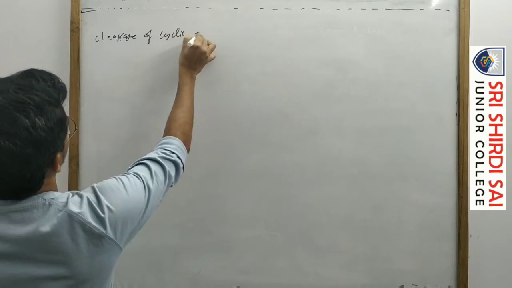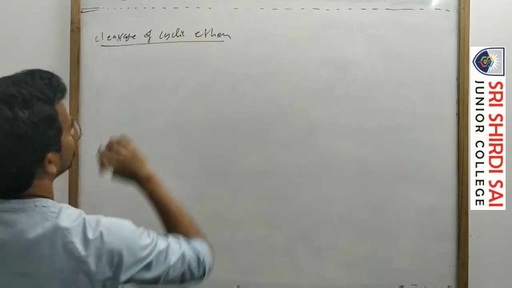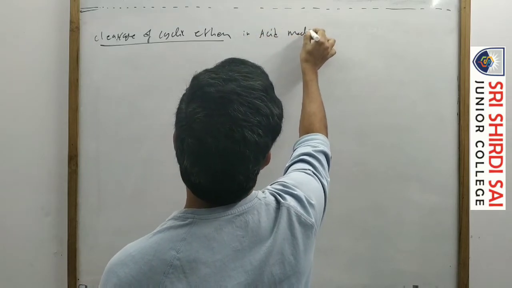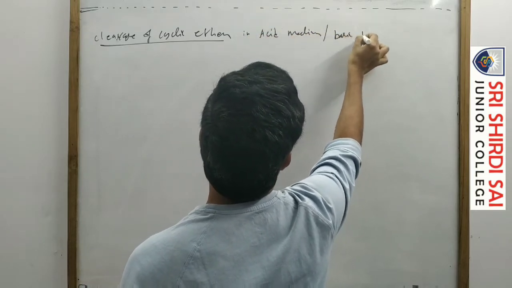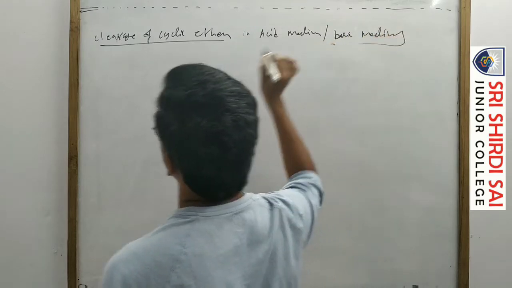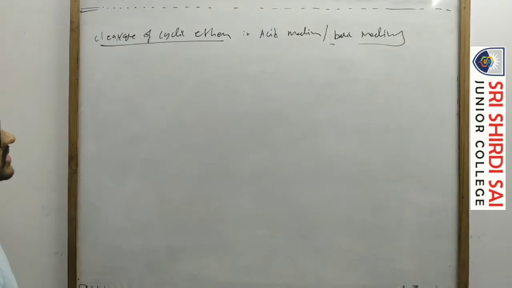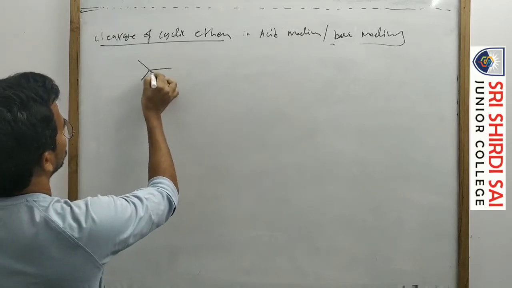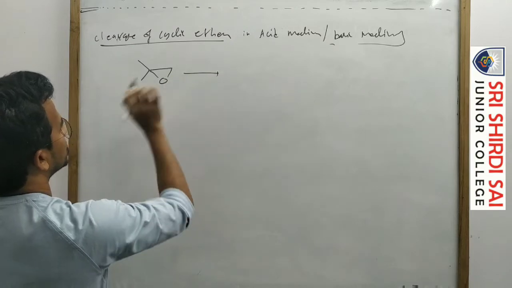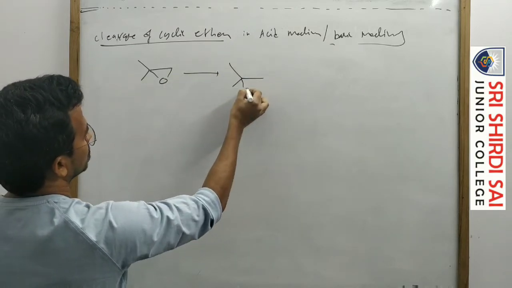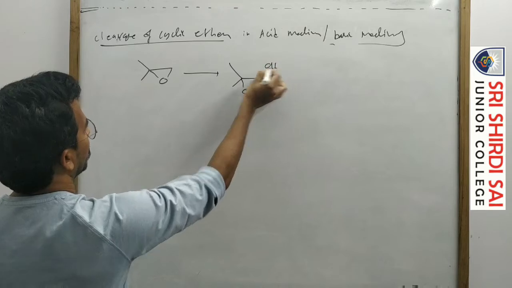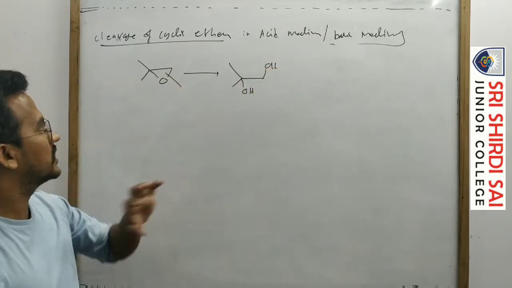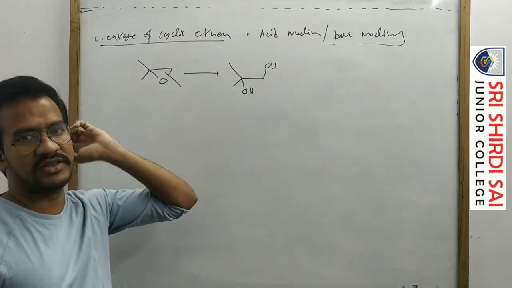Cleavage of cyclic ethers in acid medium as well as basic medium. Okay, cyclic ether cleavage in acid medium and basic medium. So generally, this cyclic ether on cleavage will give the diol. First suppose reaction with water, this one produces diol. Here this reaction takes place in acid medium as well as basic medium.